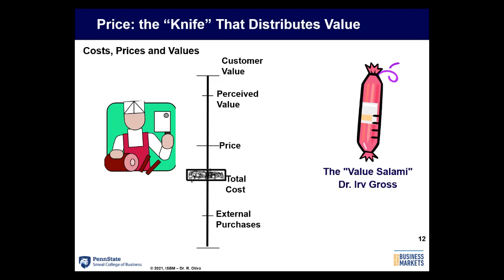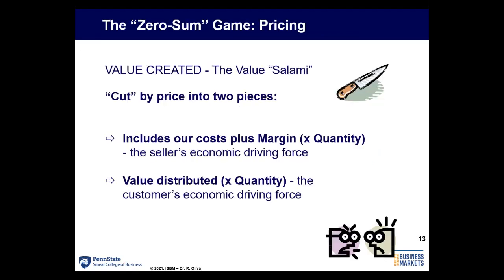Okay. We attribute this to Dr. Irv Gross, one of the founding directors of ISBM back in 1983. So this is a zero-sum game, pricing. Okay. The value created is cut by price into two pieces. This includes our cost, perhaps some margin as well, hopefully. And this is our economic driving force for doing business. And it also slices a piece for the customer. The value distributed, that's the customer's economic driving force to doing business with us. Okay. So how you slice, this is the pricing decision, is how you slice the value into pieces.